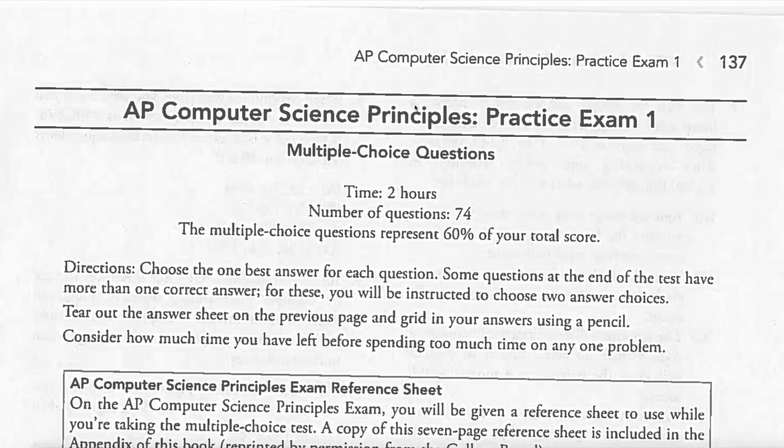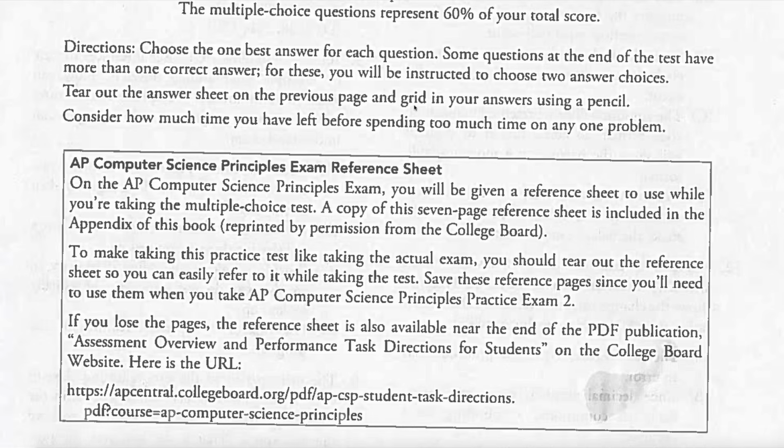Hi students, so today we're going to take a look at a practice exam for AP Computer Science Principles. It's a 2-hour exam, 74 questions, and on the screen it says that this is 60% of your total score, but the reality is the test has changed and 30% of your score is down to one single project, which is the create task, and 70% is now going to be calculated from your results of this test.